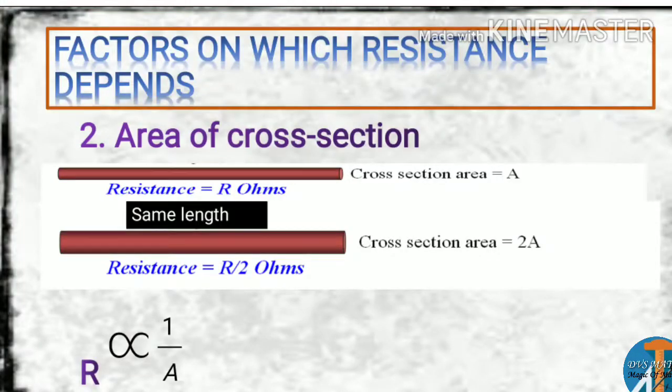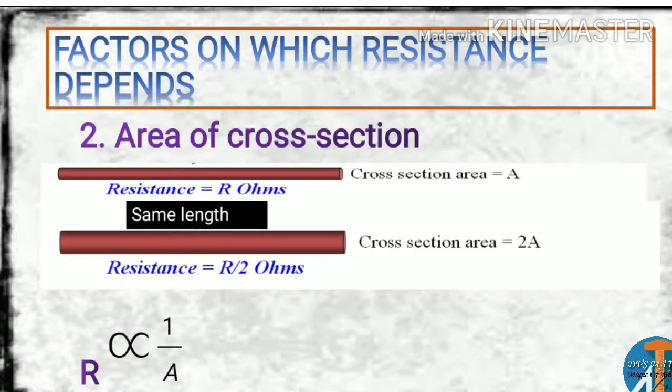The second factor on which resistance depends is area of cross section. Observe in these two cases, the length remains same. The length of the conductor is same, but there is a change in area of cross section. That means the thickness. So in first case, observe, if area is A, resistance will be R ohm. But observe the second case, if area is double, 2A, resistance decreases to half, R by 2.